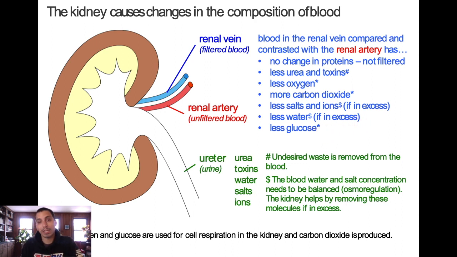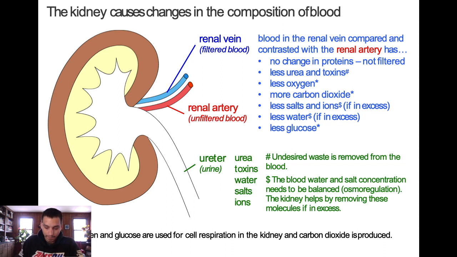A couple of those may jump out at you, specifically oxygen, carbon dioxide, and glucose. As we can see down here from our starred area, the reason for those changes is just cell respiration. The kidney is made of cells and needs to do cell respiration, and cell respiration uses oxygen, so I'm going to have less of it on the way out. It uses glucose, so I'm going to have less of it on the way out, and it produces carbon dioxide, so I'm going to have more of it on the way out. Those aren't really due to the filtration process, they're just due to the fact that the kidney is made of cells, and cells have to do cell respiration.